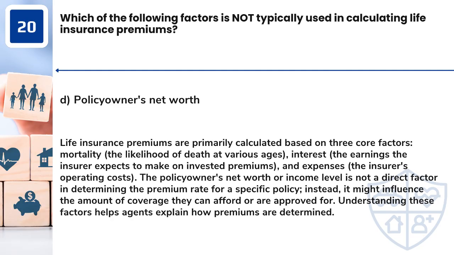Answer: D. Policy owner's net worth. Life insurance premiums are primarily calculated based on 3 core factors: mortality, the likelihood of death at various ages; interest, the earnings the insurer expects to make on invested premiums; and expenses, the insurer's operating costs. The policy owner's net worth or income level is not a direct factor in determining the premium rate for a specific policy. Instead, it might influence the amount of coverage they can afford or are approved for. Understanding these factors helps agents explain how premiums are determined.